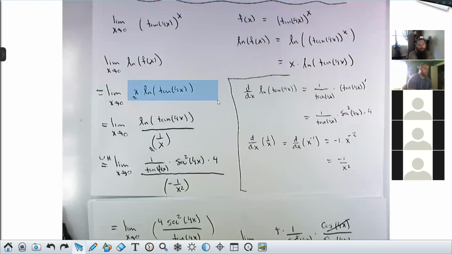So at this stage, I would check and say, oh, this is like 0 times infinity. So then I'm going to shove the x downstairs, and now this will be like infinity over infinity. And now I can take my L'Hopital's rule derivative stuff.